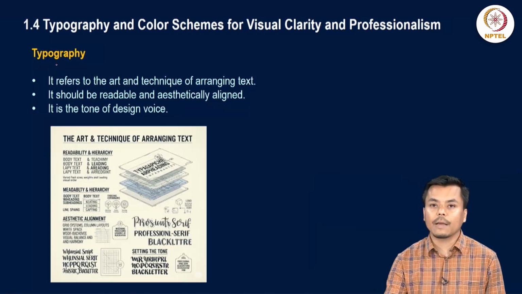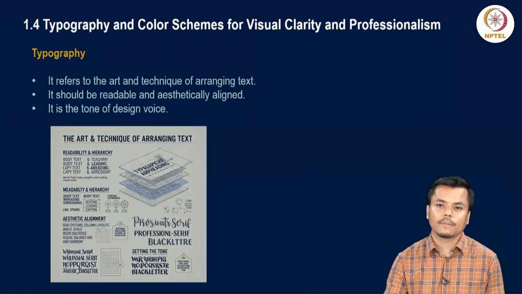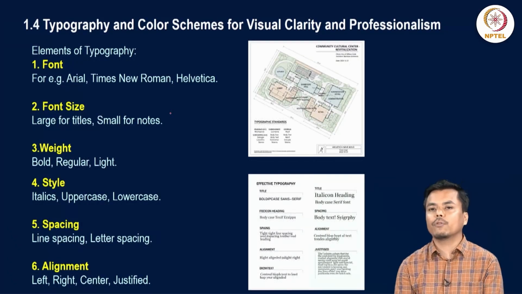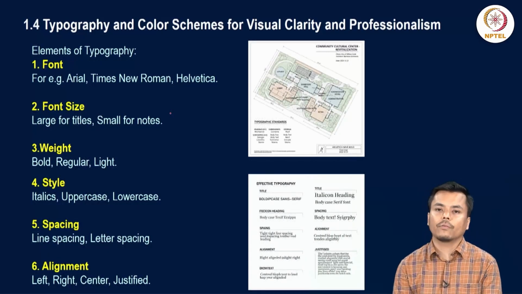The next is typography. It refers to the art and technique of arranging text within the sheet. It should be readable and aesthetically aligned. It is the tone of the design voice that is there in the sheets. So what are the different elements of typography that have to be focused on? The first is the font. That is the font style that you use.